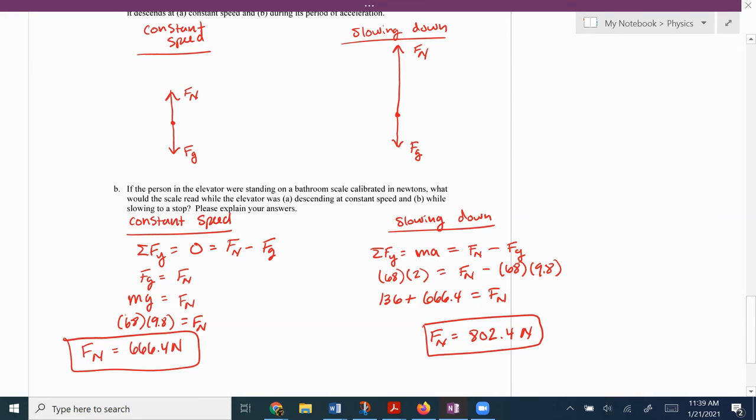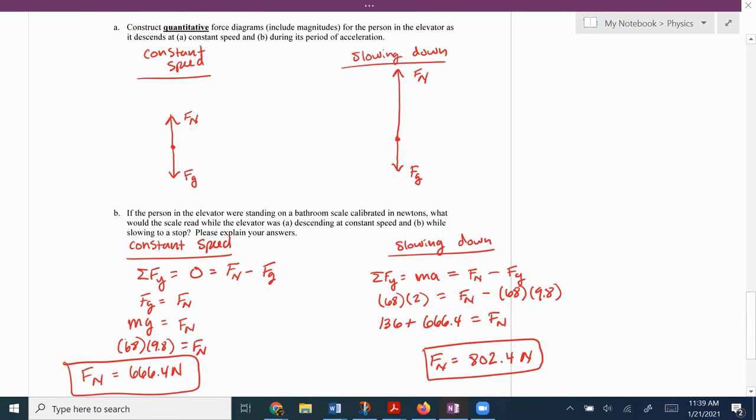So, all right, there you go. Of course we can go back and put the numbers on the diagram. This one is 666.4, and this one is our 802.4. So there you go.